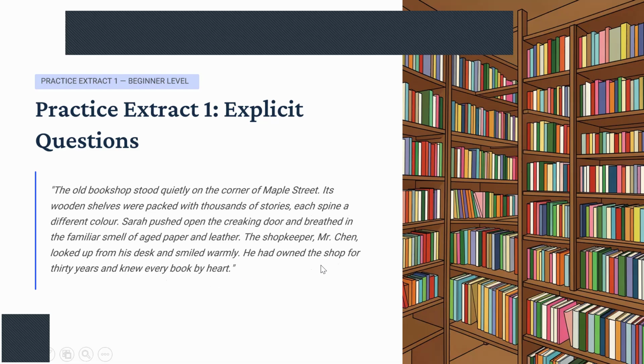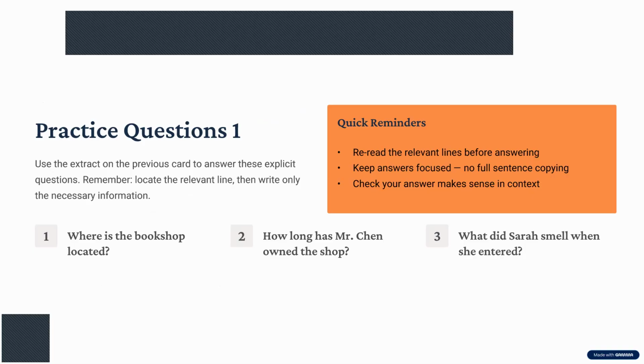This is the small extract that we did. Now see what the questions are. But before we do the questions, look at this orange box, students. Quick reminder, reread the relevant lines before answering. Keep answers focused, no full sentences copying, and check your answers make sense in context.